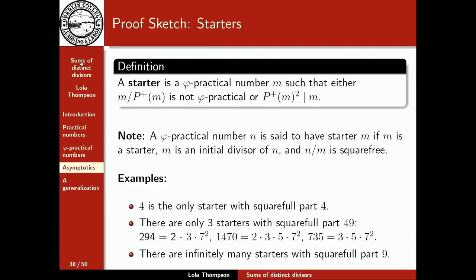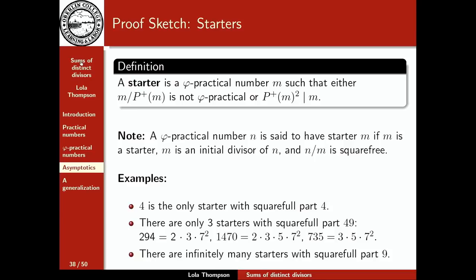So anyway, how do we get an asymptotic for the phi practicals? Well, what we can do is the same kind of thing that Weingartner does. So remember, he took the full set of integers and partitioned them according to their practical part. We're going to try to partition numbers in terms of this squareful part that has sort of a unique phi practical component to it. So what we're going to do is say that a starter is a phi practical number m, so that either m divided by the largest prime factor of m is not phi practical, or the largest prime factor of m squared divides m.